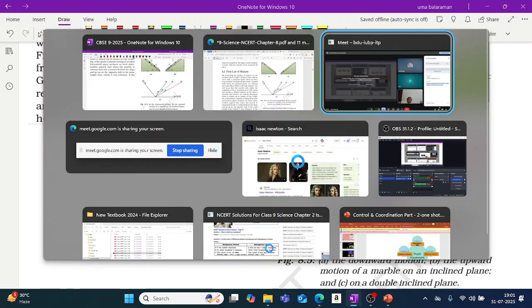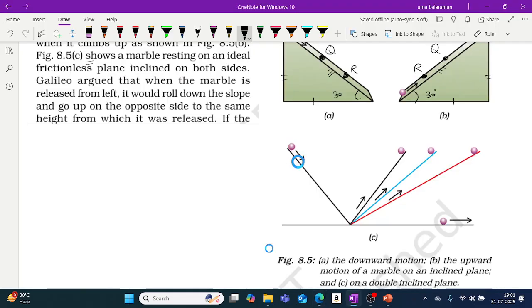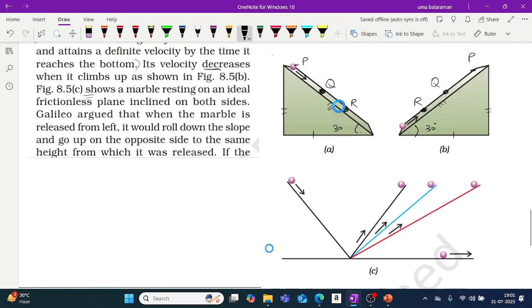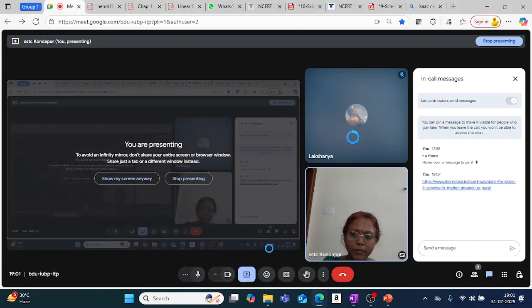Lakshanya, what did you miss, ma? Did you miss any? Lakshanya, did you listen to the PQR positions? Ma'am, your voice is breaking. Is it Rishit? No.